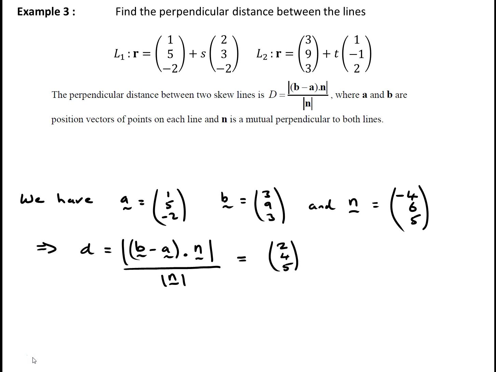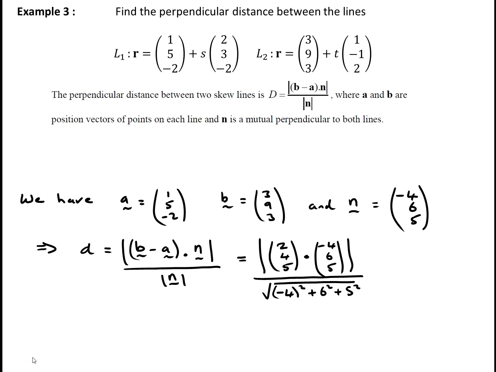So we've got to calculate first of all the value of b minus a. That's 3 take away 1 for the x coordinate, which is 2, 9 take away 5 is 4, and 3 minus minus 2 is 5. So b minus a is the vector (2, 4, 5). That has to be scalar producted with (-4, 6, 5). We need to take the modulus of that answer and then divide it by the length of the vector n, or the magnitude of the vector n, which is the square root of (-4) squared plus 6 squared plus 5 squared.